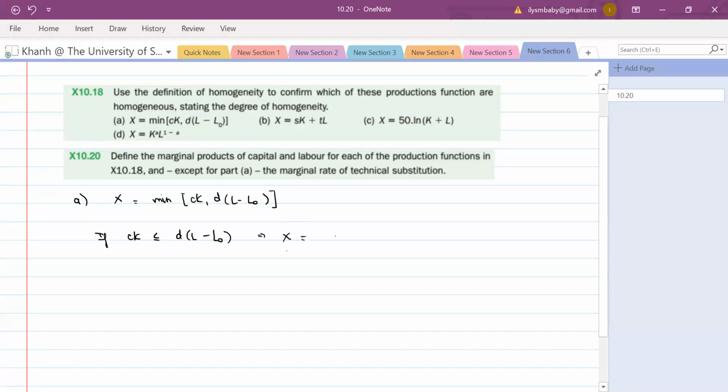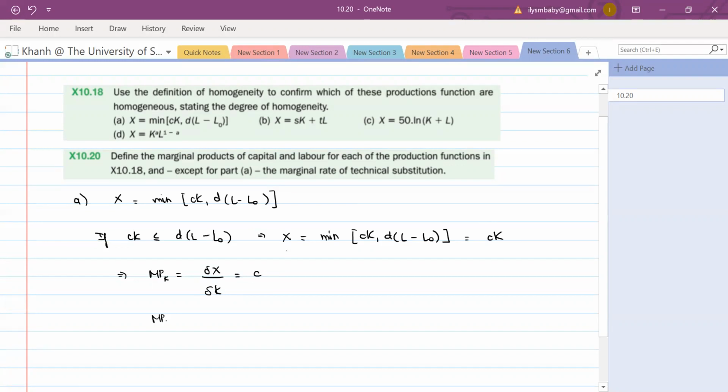then I know that the production function is going to be equal to the minimum between these two. And because CK is smaller, the minimum is going to be equal to CK. So now it's very straightforward. The production function equals CK. So the marginal product of capital, which is the change in the production function with respect to K, is going to be equal to C.